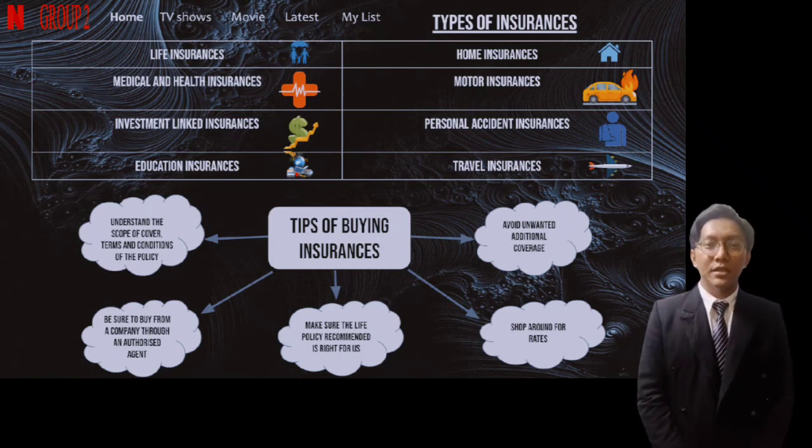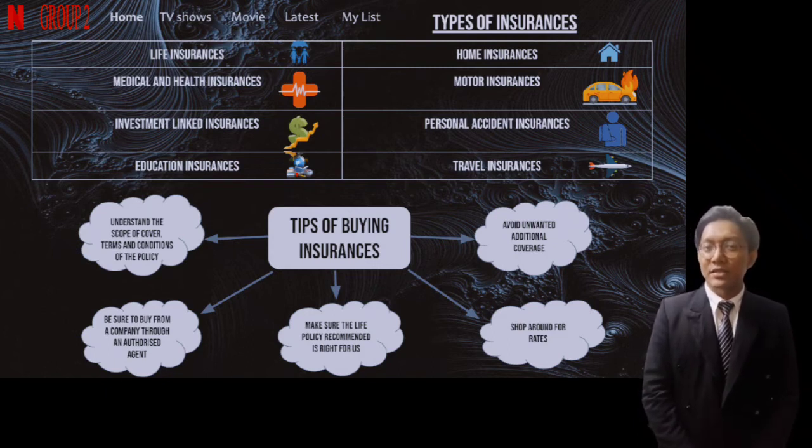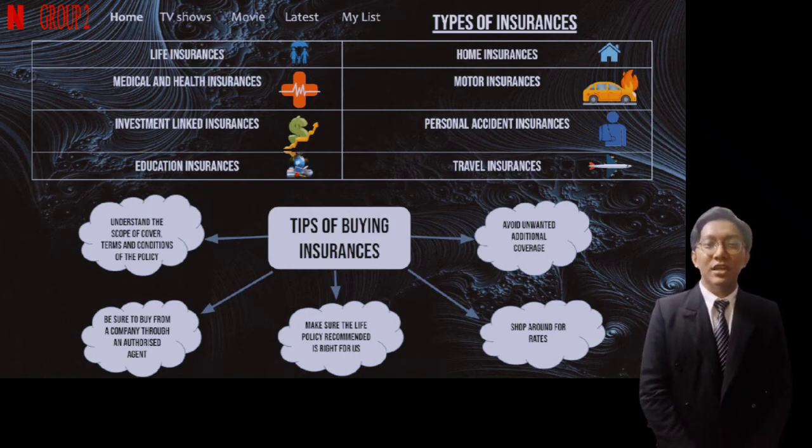Next is personal accident insurance that provides coverage for risk of injuries to the body that may be a result of an accident. Besides that is motor insurance that provides coverage for vehicle owners to protect them from incurring any financial loss. And finally is travel insurance that provides coverage for medical expenses, financial and other losses incurred while traveling.